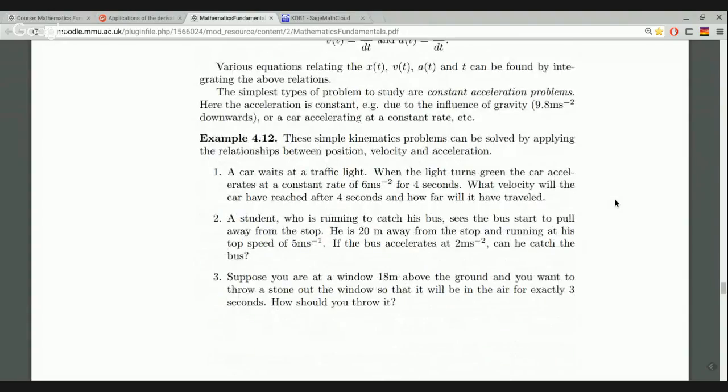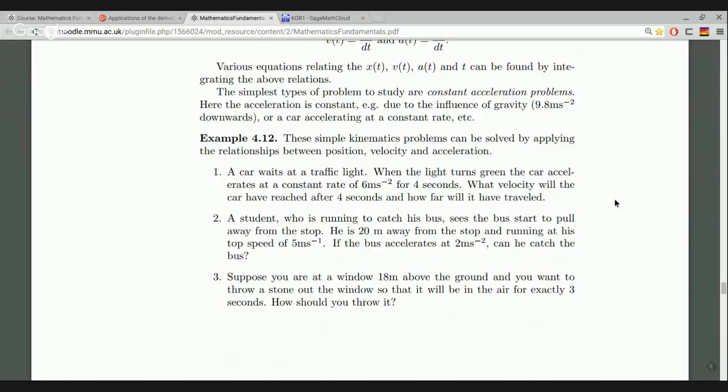So we'll look at some initial questions based on this. These are in the notes in example 4.12. We'll rederive as needed any equation linking these quantities, depending on the information we're given and the information that we want to extract. So we'll look at this first question.